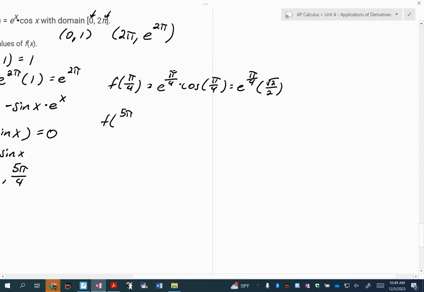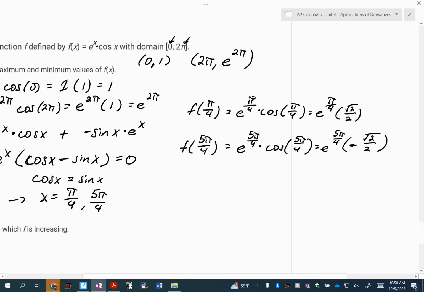Let's plug in 5 pi over 4. So e to the 5 pi over 4 times the cosine of 5 pi over 4. And this one is going to have that same e raised to the 5 pi over 4, but this time the ratio is going to be negative because it would be in the third quadrant where cosine is negative, so negative square root of 2 over 2.